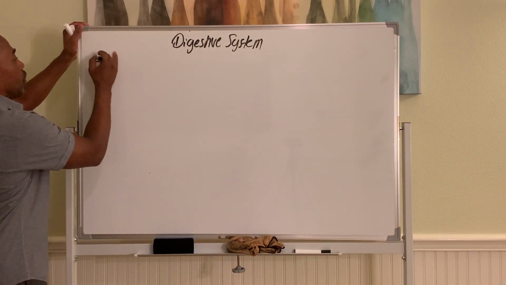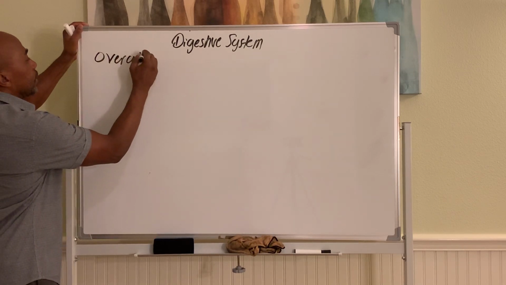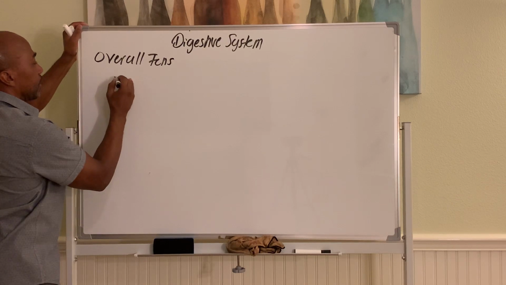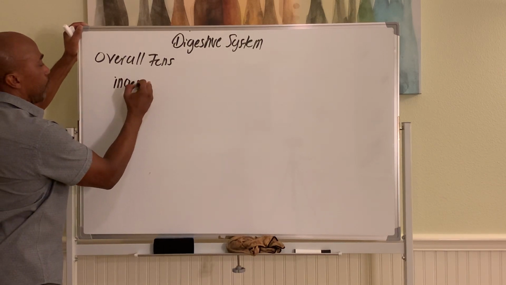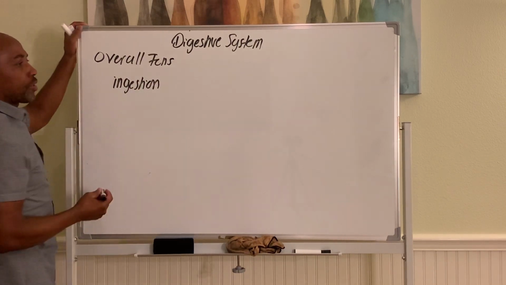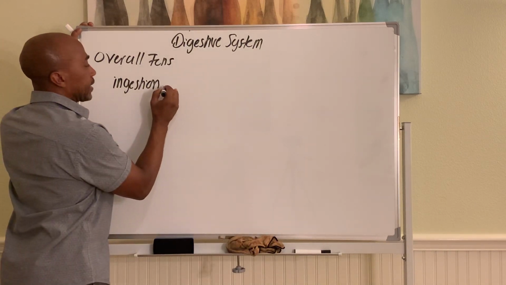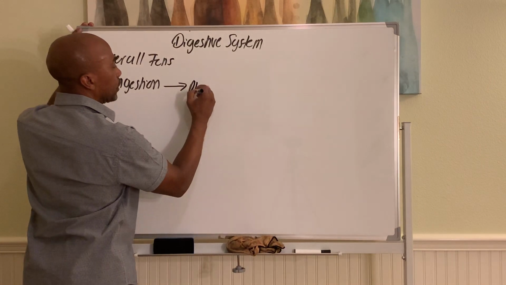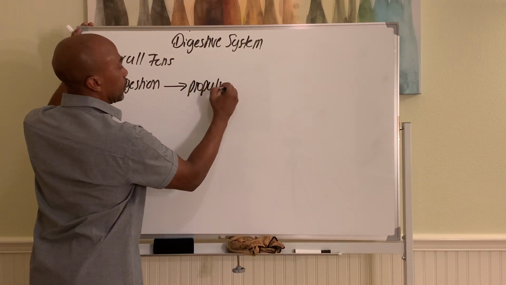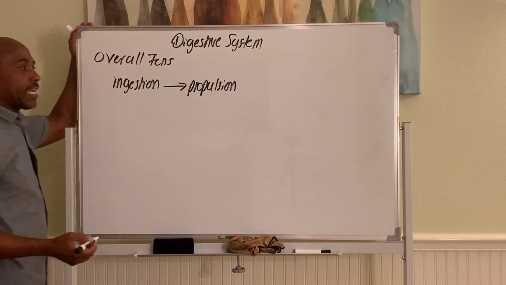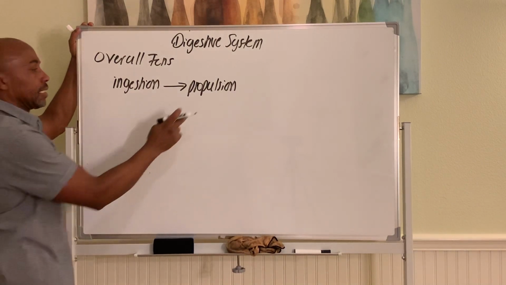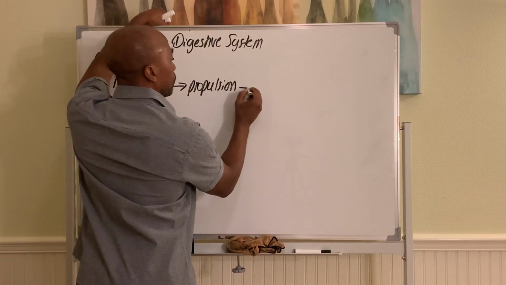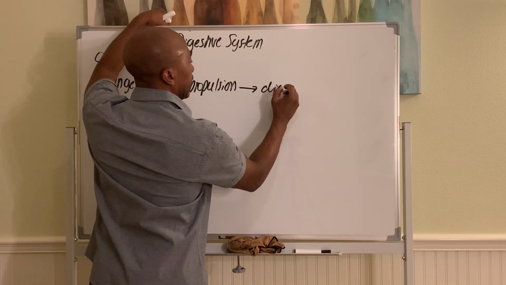So the overall functions of this system are ingestion, bringing the food in through your mouth. After you ingest it, you must move it through your system. That's called propulsion, done through things like segmentation and peristalsis. Then as you move it along, you have to digest it.